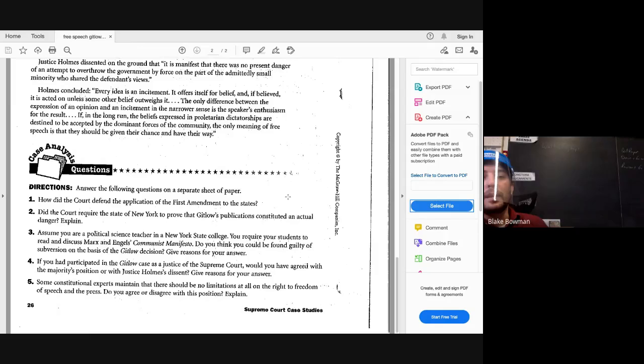I'll put these grades in here at the end of class. So how did the court defend the application of the First Amendment to the states? What do we have for number one? Lydia, go ahead. I said the court defended the application of the First Amendment to the states by using the 14th Amendment, and the states were allowed to determine at their free will what was and what wasn't like a bad idea, and they were not required to justify their reasoning to anyone.